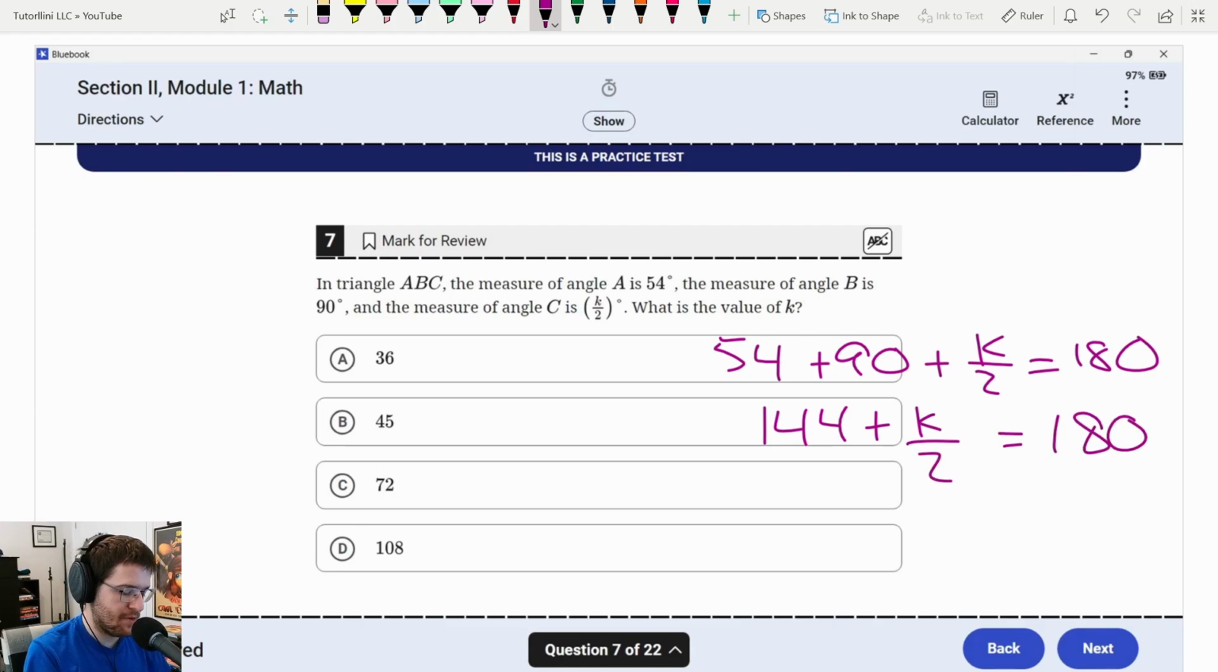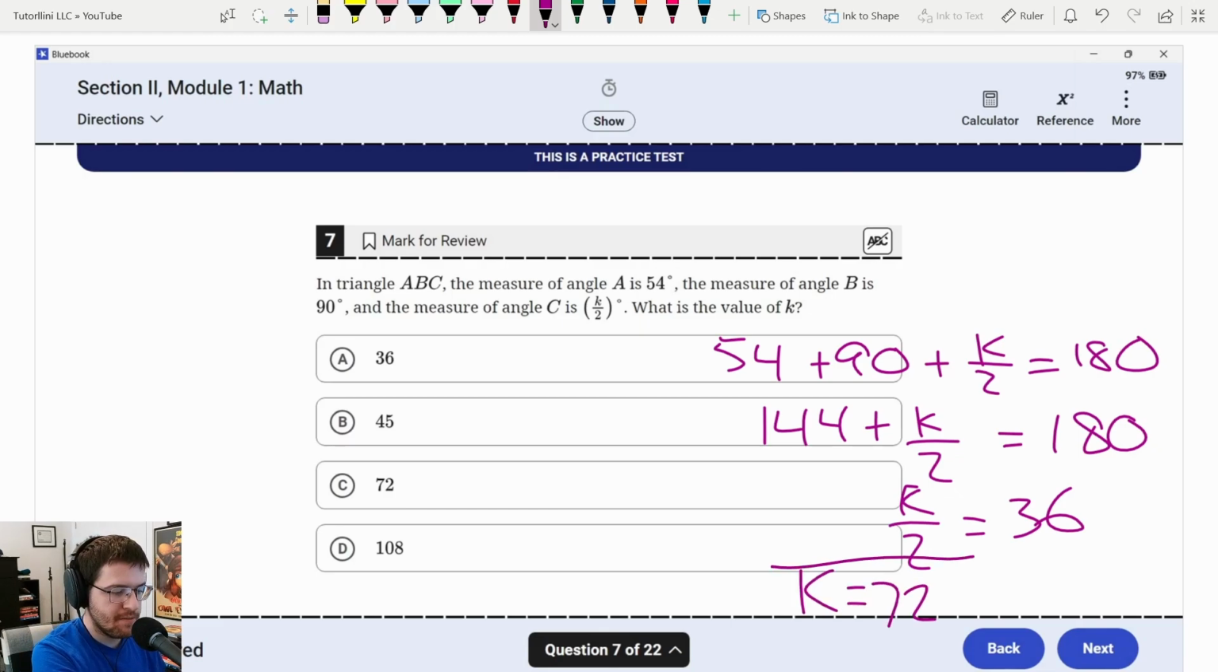I'm going to subtract 144 from both sides. Get 36, so k over 2 equals 36. And now to move the 2, I'm going to multiply both sides by 2. And I get k equals 72, which gives us answer choice C.